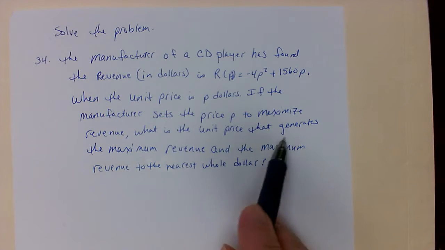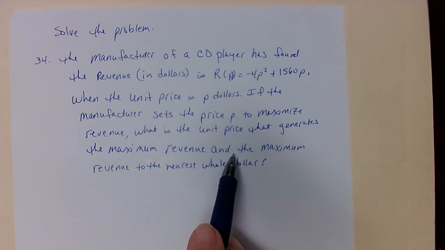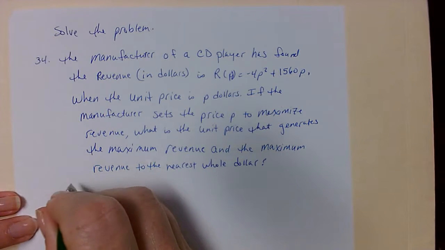So we've got two parts here. We need to find the unit price that generates the maximum revenue and the maximum revenue to the nearest whole dollar. So what do we have here? Well, we have our function of R of P. What we need to find here is our vertex. So we're going to use the vertex formula.